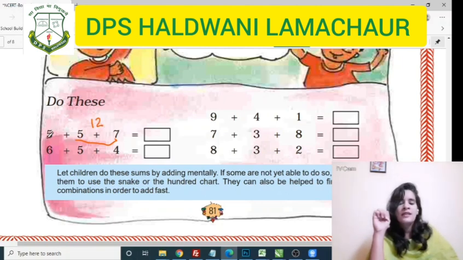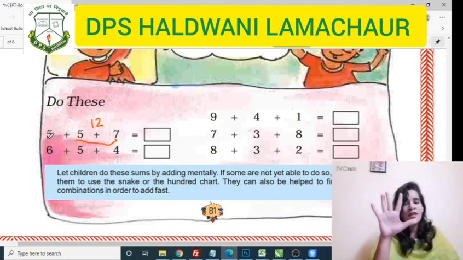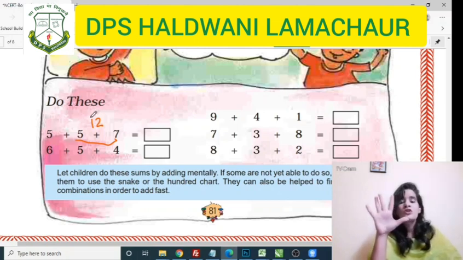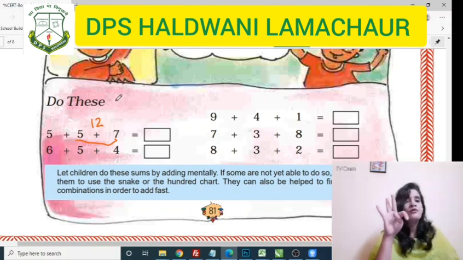Now which number is left? 5. So again I will open 5 fingers because 5 is left. We open as many fingers as the number that is left. 5. Okay. So we will count after 12. 12, 13, 14, 15, 16, 17. So the answer is 17.